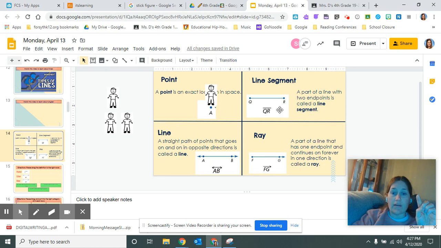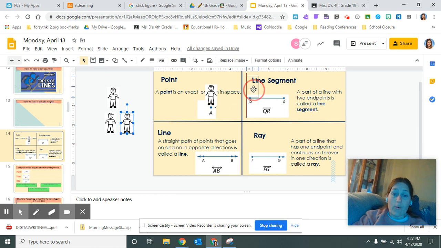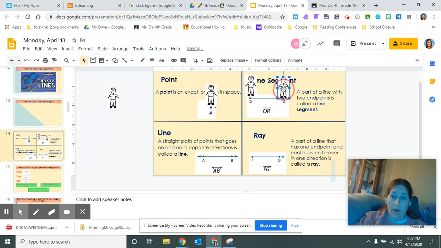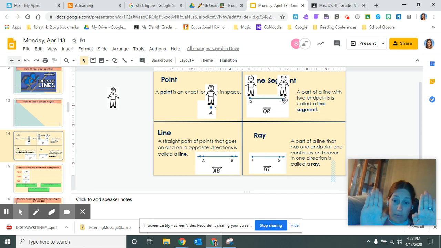But if we look over here at our next word, line segment, you can see that there are now 2 points. So our points are our stop signs. Okay, so I'm going to drag my 2 little guys over. And so this guy, he can walk from point Q all the way to point R, but he has to stop. Okay, there's no arrows that tell him to keep on going. All he has are 2 stop signs. Okay, so a line segment has a start and a finish. There are 2 points, a start and a finish for a line segment. 2 points, bing.